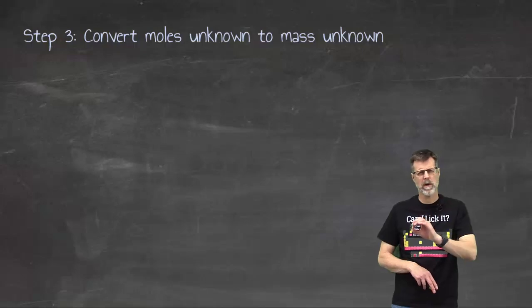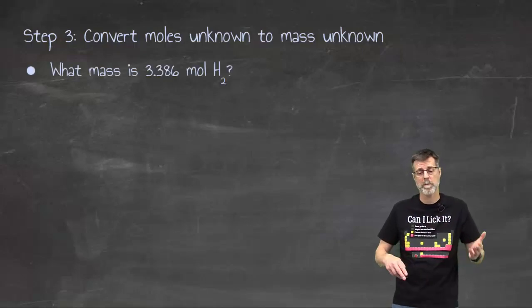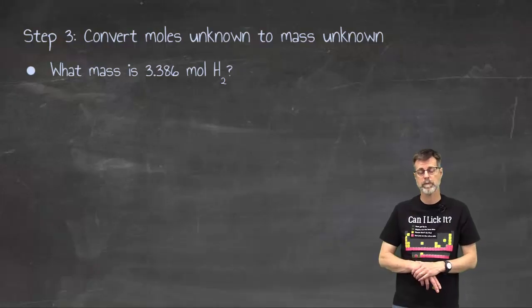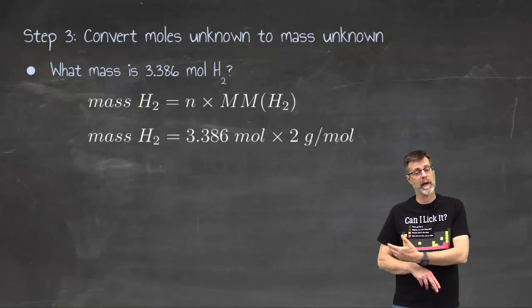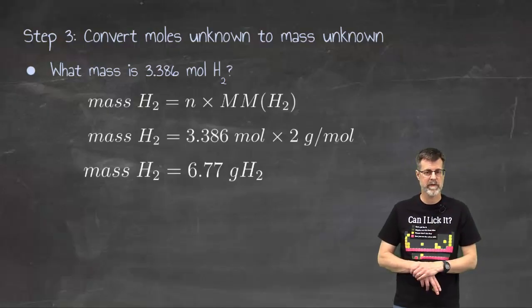So my known and unknown were just the identities of the chemicals that I'm using. In other words, what mass is 3.386 moles of hydrogen? Well, the mass of that is the number of moles times the molar mass. I multiply those two together and I get 6.77 grams.